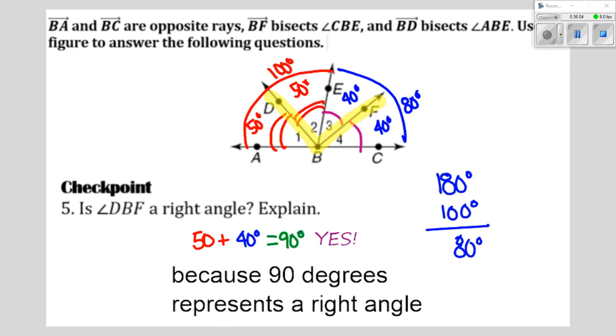So since you're looking for that angle DBF, which I highlighted in yellow, you have 50 here, this portion is 40, you just add those two and that gives you 90. So again, when you have something like this, mark up the diagrams with everything you need, find the missing piece of information based on what you already know, and then look for what they ask, and solve what they're asking you to solve for.